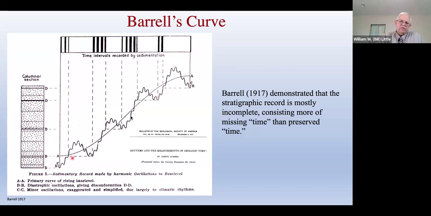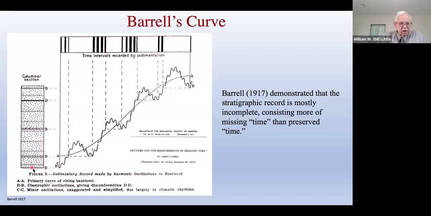And on the right with this curve, he's trying to illustrate the importance of these surfaces that are in between the beds. So A represents the overall rise in base level that allowed the succession to be preserved. The more irregular curve represents fluctuations in base level. So it wasn't just a simple overall rise, but there were rises and falls within the larger rise, and then there were smaller rises and falls within that. So we have a variety of scales at which the sediment was deposited.